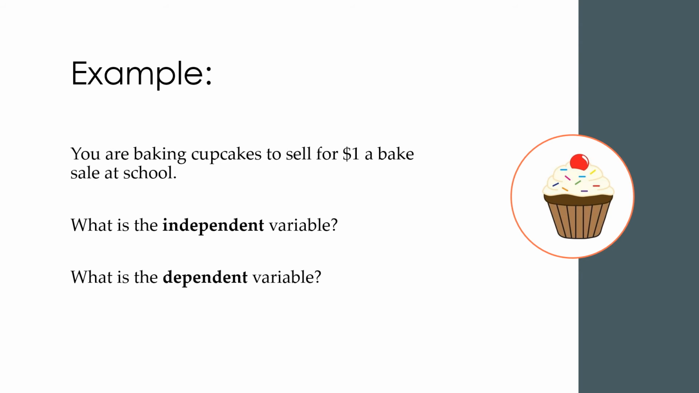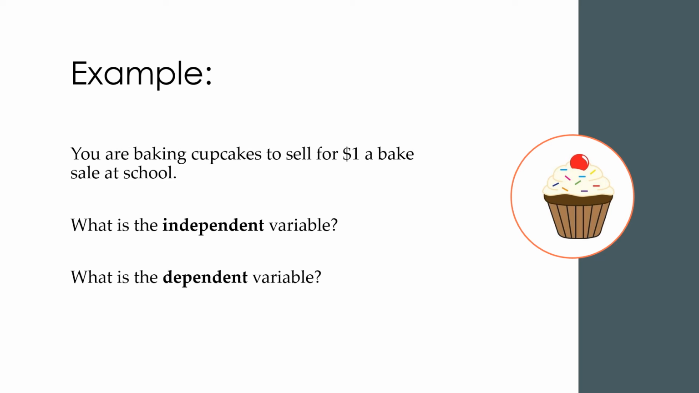Okay, the second example is that you're baking cupcakes to sell for $1 at a bake sale at school. We want to think about whether we could rephrase this in an if-then sentence, or say this depends on this. I'm baking cupcakes, and I want to sell them at school. So if I bake cupcakes, it sounds like we're starting with baking cupcakes. Then I'm going to sell them, and if I sell cupcakes, hopefully I'm going to make some money.